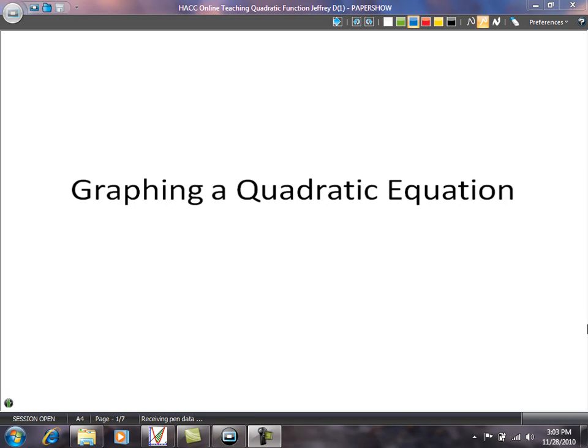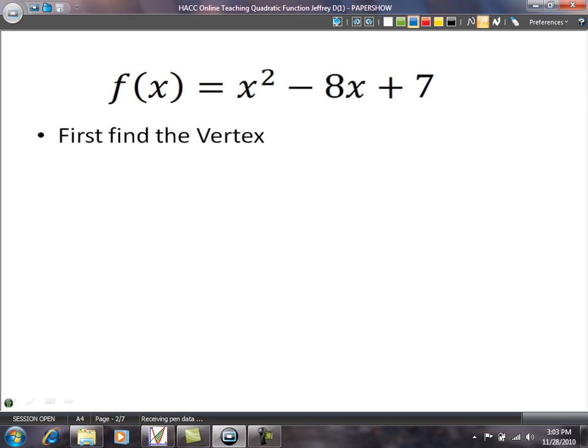Okay, I want to look at a brief overview of graphing a quadratic equation. This was straight from last week's homework. I want to emphasize the two different approaches that were taken to graph it. Just about everyone found the vertex, found the intercepts, the x and y intercepts, plotted them, and sketched a graph.